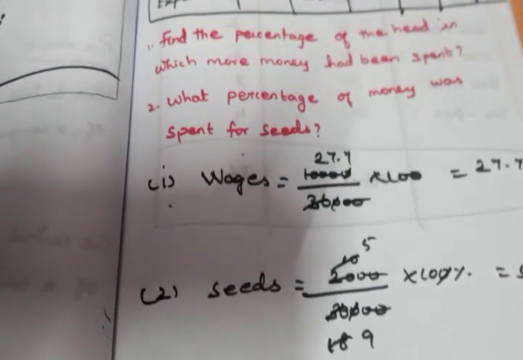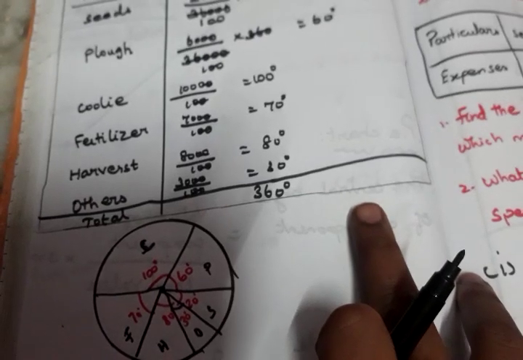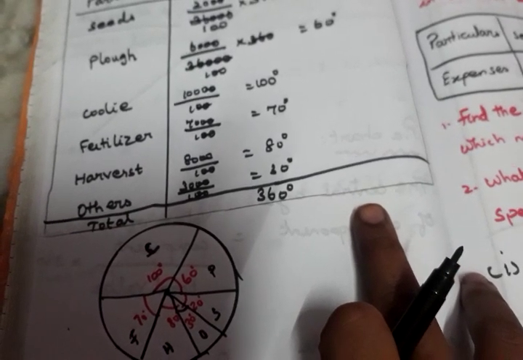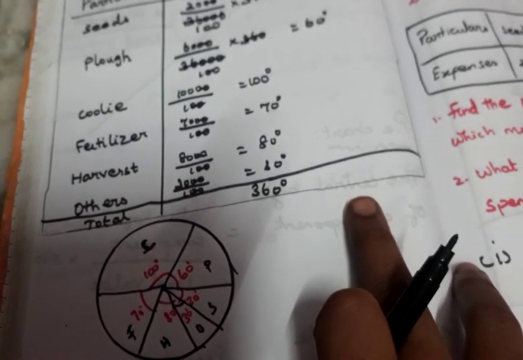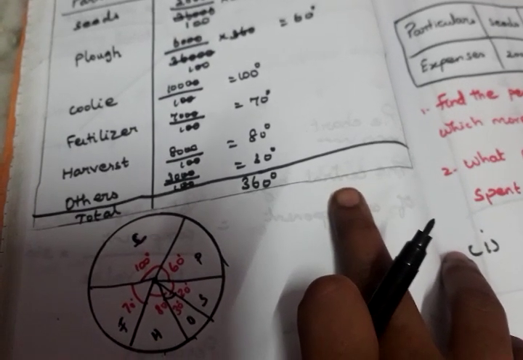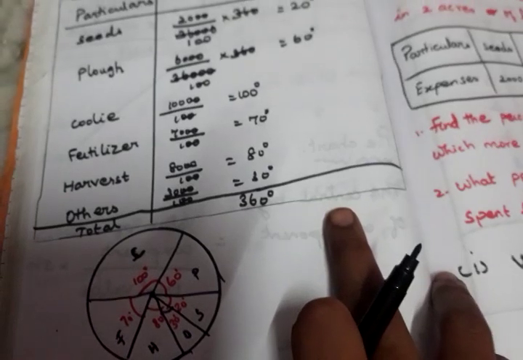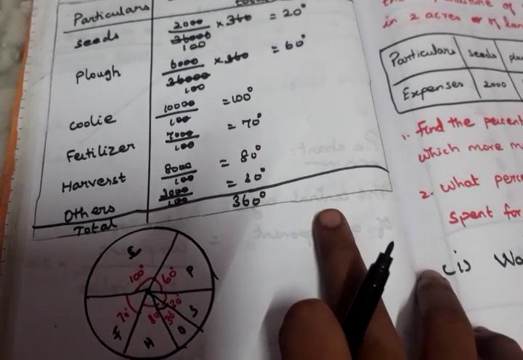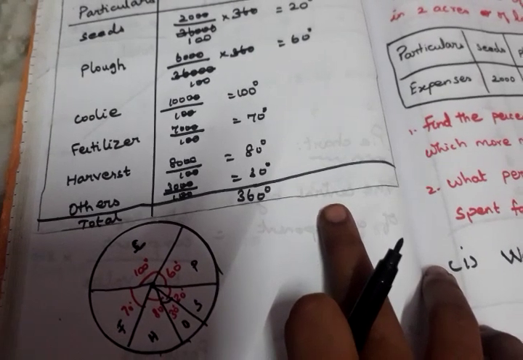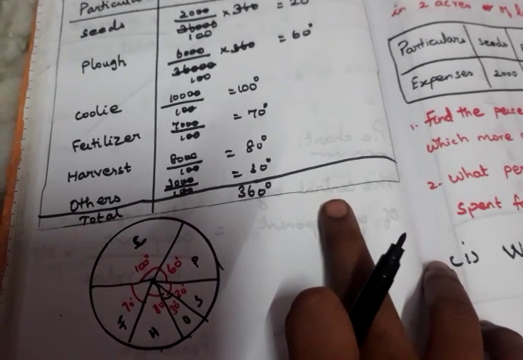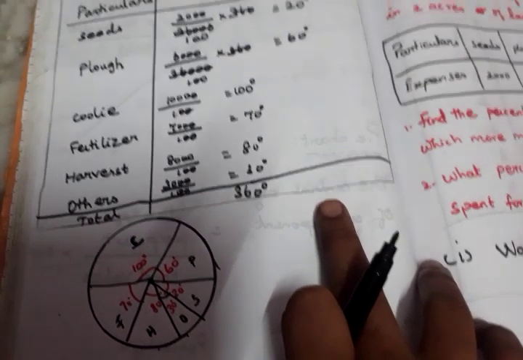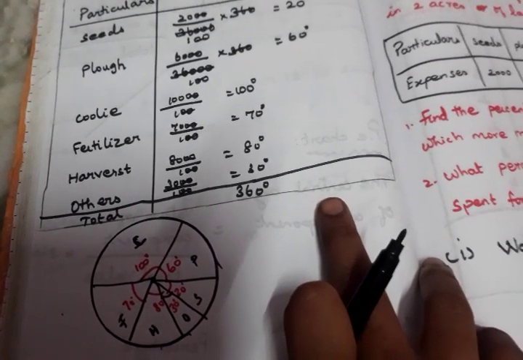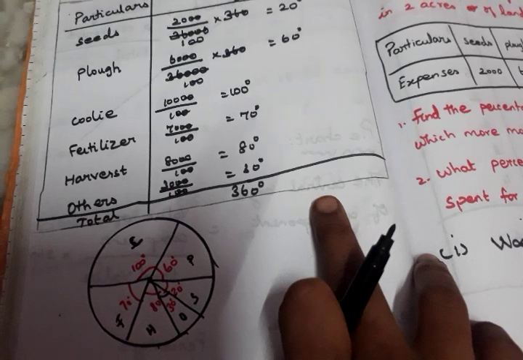Do you understand? Students, listen to the steps for construction of the pie chart. Calculate the central angle for each component using the above formula and tabulate it. First, calculate the central angle. Second, draw a circle of convenient radius and mark one horizontal radius in it.